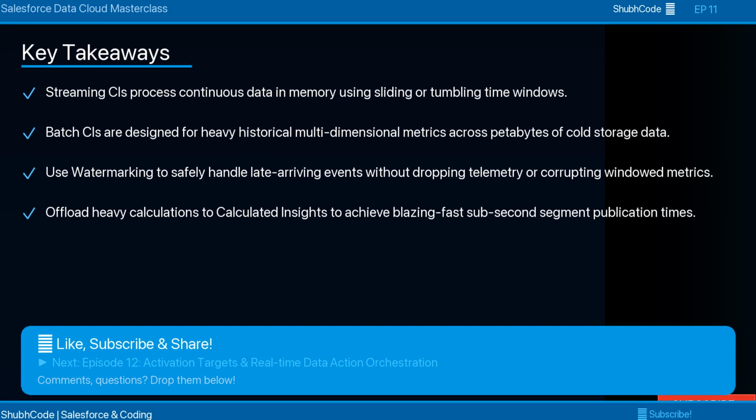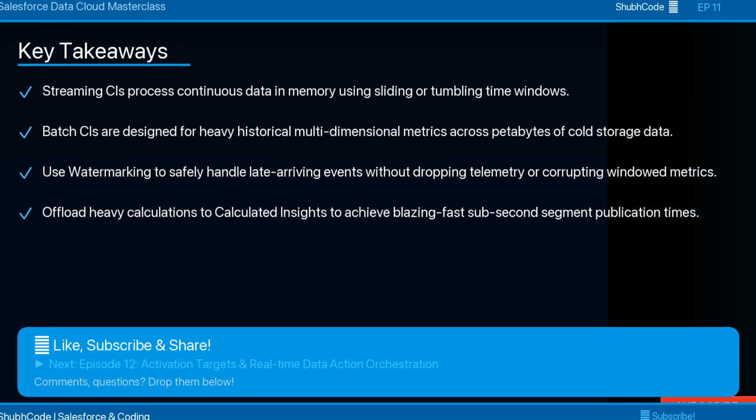Alright, let's wrap up. Here are the key things to remember. Streaming CIs process continuous data in memory using sliding or tumbling time windows. Batch CIs are designed for heavy historical multidimensional metrics across petabytes of cold storage data. Use watermarking to safely handle late arriving events without dropping telemetry or corrupting windowed metrics. Offload heavy calculations to calculated insights to achieve blazing fast sub-second segment publication times.